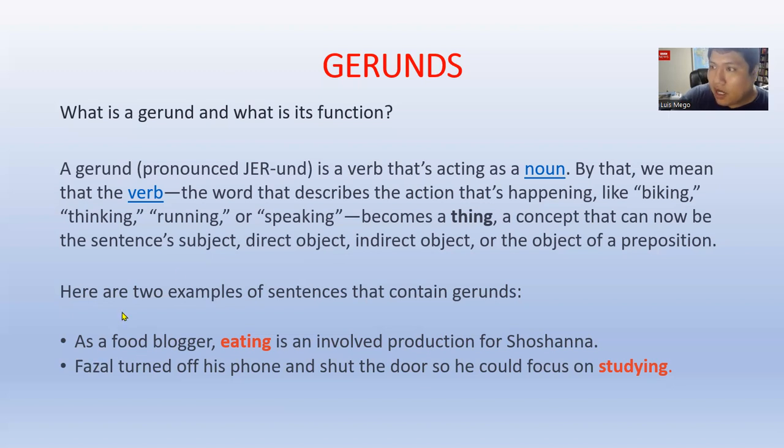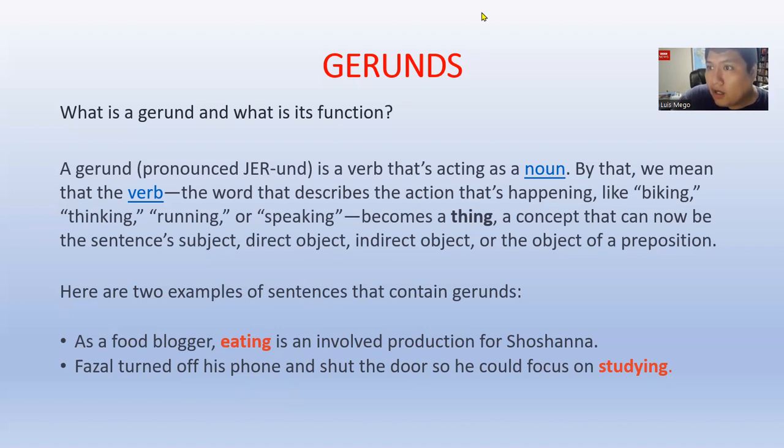Okay? Here are two examples of sentences that contain gerunds. Listen. The first one is, as a food blogger, eating is an involved production for Shoshana. So, take a look at that. Eating, teacher, eating is a verb. Yes, but this verb, eating, is acting as a noun. It is now a gerund. So, in this case, eating is the subject.